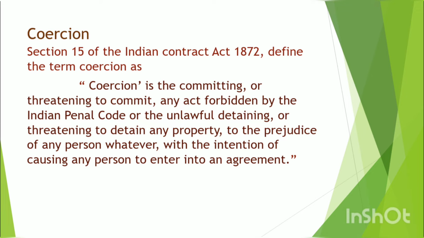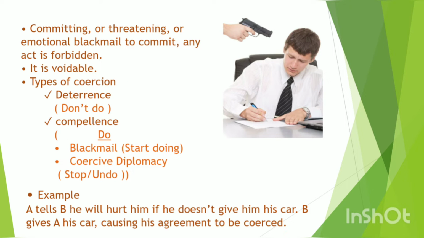Coercion. The word coercion is clearly explained in Section 15 of the Indian Contract Act, 1872. It defines the term coercion as, coercion is the committing or threatening to commit any act forbidden by the Indian Penal Code, or the unlawful detaining or threatening to detain any property to the prejudice of any person whatever, with the intention of causing any person to enter into an agreement. Coercion means committing or threatening or emotional blackmail to commit any act that is forbidden. It is voidable under the Contract Act.